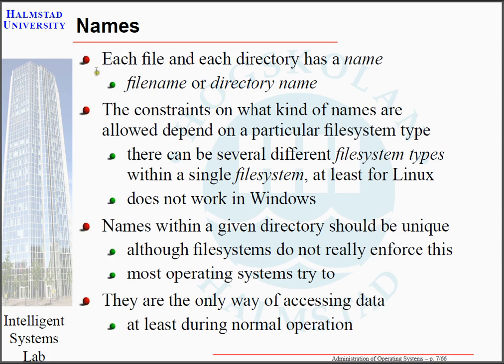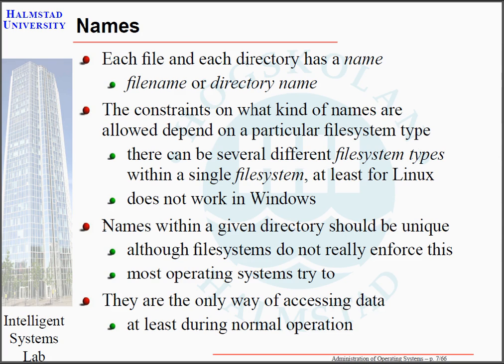From the application and user point of view, each file and each directory has a name. This is the most important thing. You call it a file name or directory name. The constraints on what is allowed as a file name depend on the particular file system type. The interesting thing is that, at least in Linux, you can have several different file system types within a single file system. So you can have part of the tree being ext2 and another part of the tree being, for example, NTFS. That means that some of the file names that are legal in one part of the tree would be illegal in the other one.